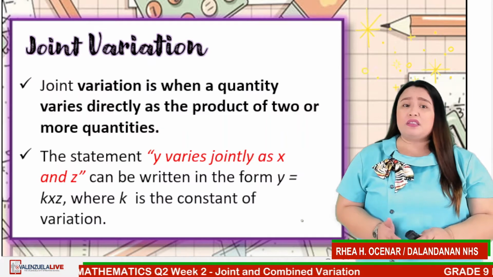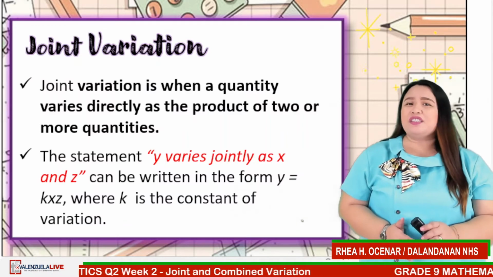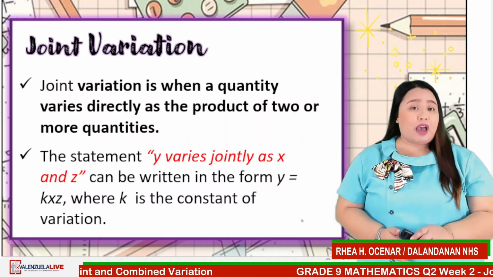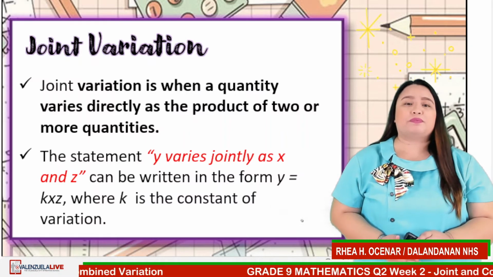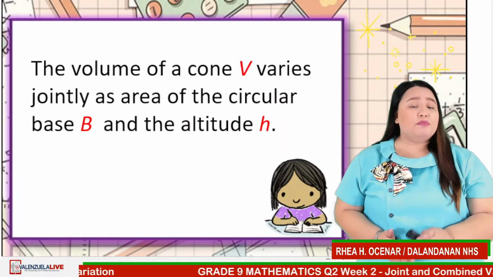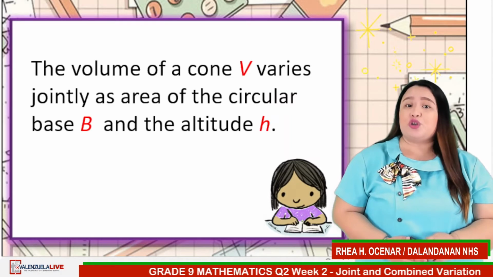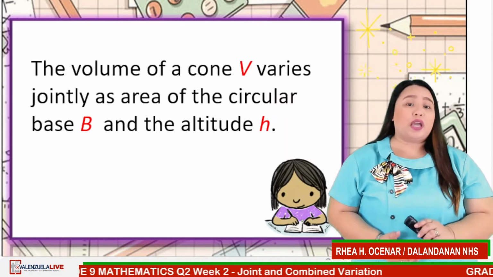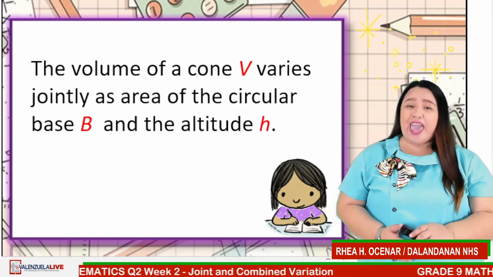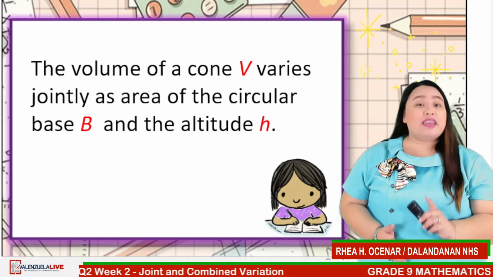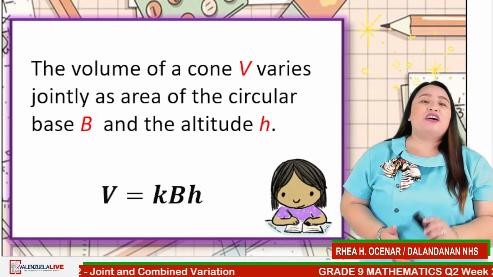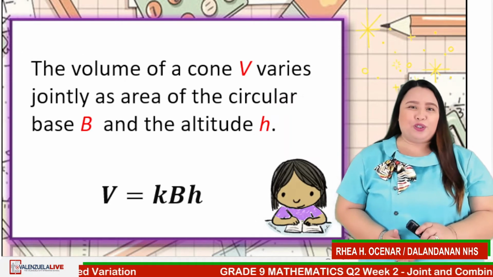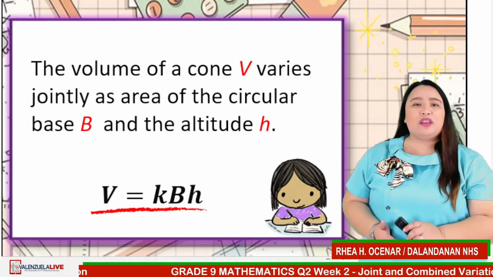Now, using the concept of joint variation, let us translate the following variation statement into mathematical equation. You can type your answer in the chat box. The volume of a cone V varies jointly as area of the circular base B and altitude h. Key in your answer. The answer is V is equal to KBH. Very good, students.